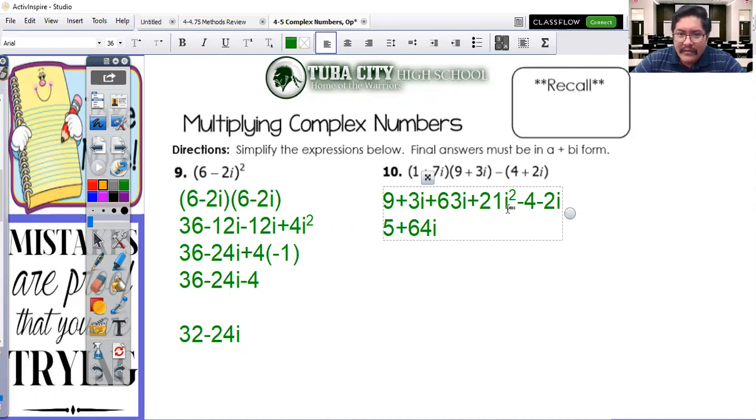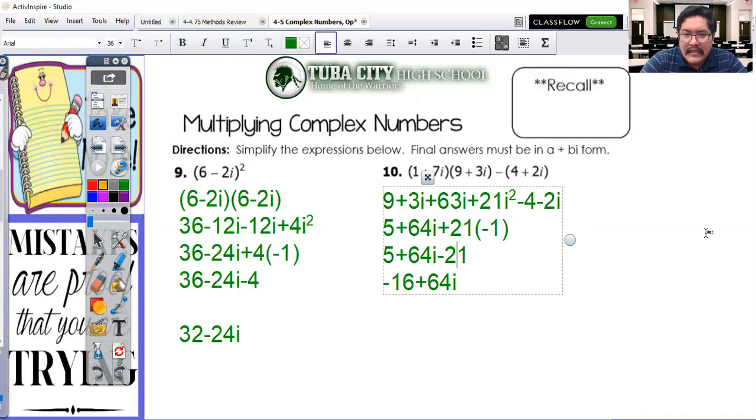Now that takes care of this number, this number, this number, this number, this number, but we still have this one here with the i squared. So that'd be plus 21, and then I replace i squared with minus 1. So 5 plus 64i plus, well, in this case, we're going to have to reverse that sign, so it's going to be minus 21. And then from here, 5 minus 21 would be minus 16 plus 64i. And I think that's it for that one.